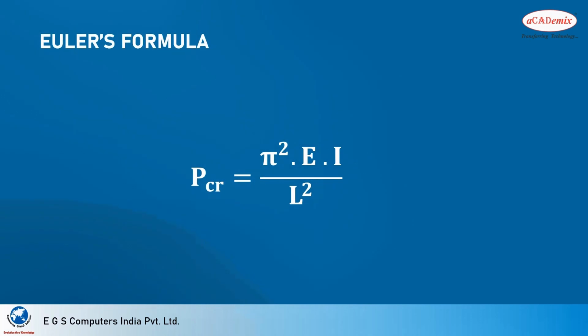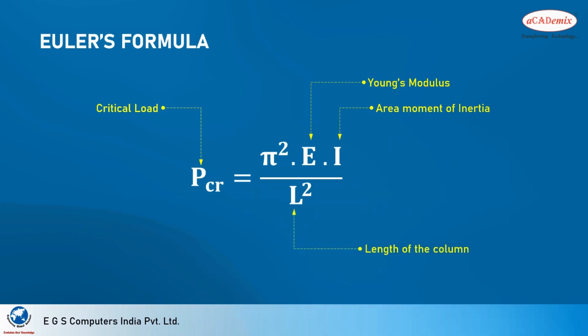We can go through the terms in Euler's formula. PCR is the critical load, E is the Young's modulus, I is the area moment of inertia, L is the length of column. That means it doesn't depend on material strength.